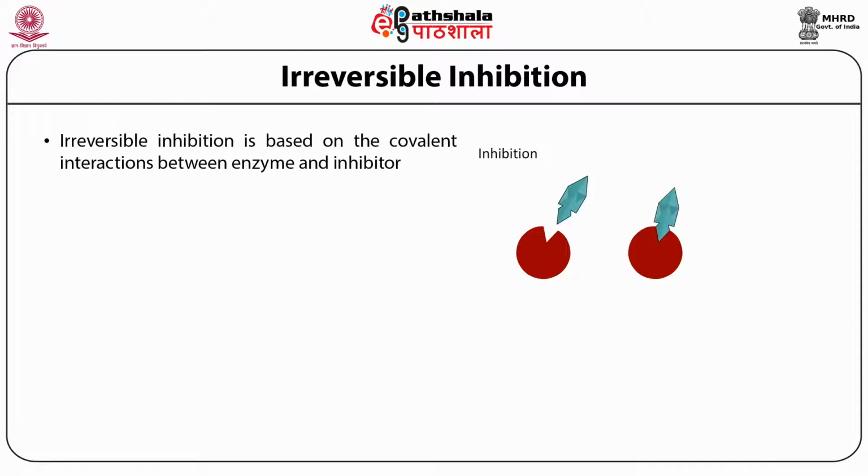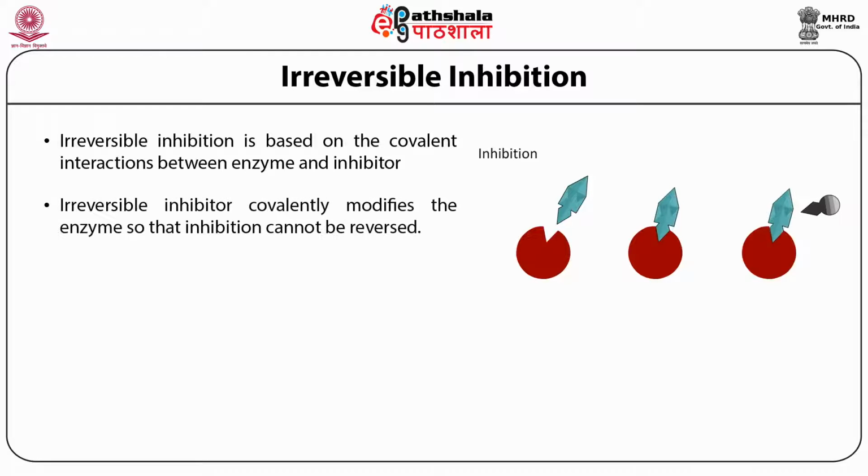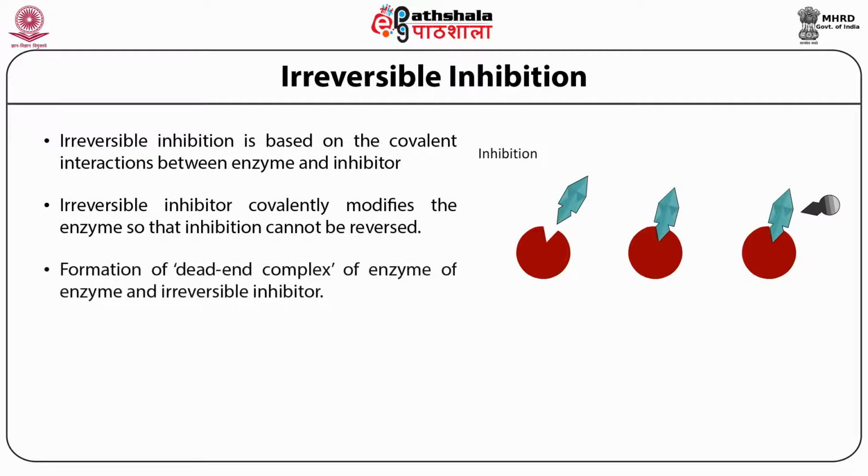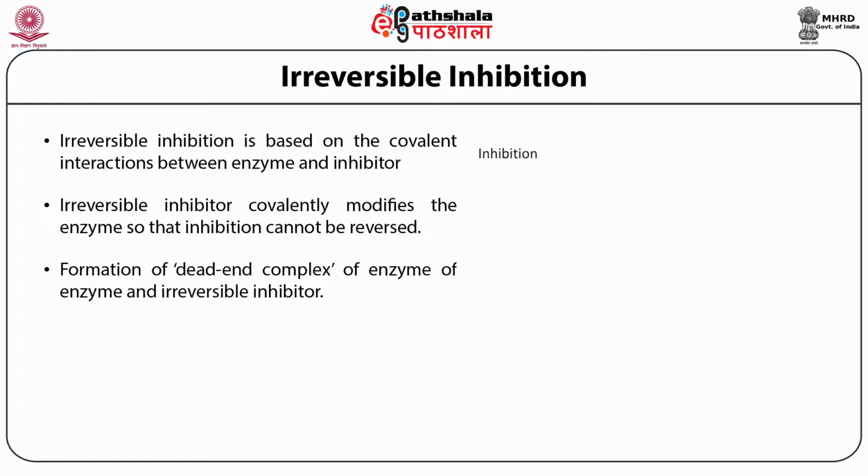Irreversible inhibition, as the name suggests, you cannot reverse this inhibition. It is based on the formation of a covalent bond between enzyme and the inhibitor. This covalent bond, which is formed between enzyme and inhibitor, is not reversible. Therefore, the EI complex, or enzyme inhibitor complex, is a dead end complex where we don't have any product formation.